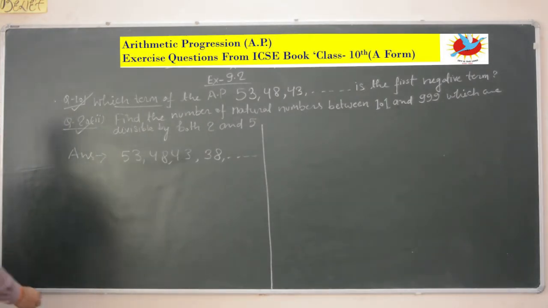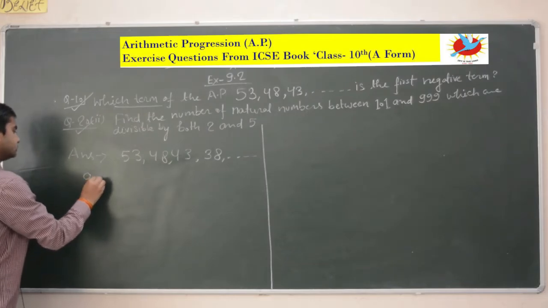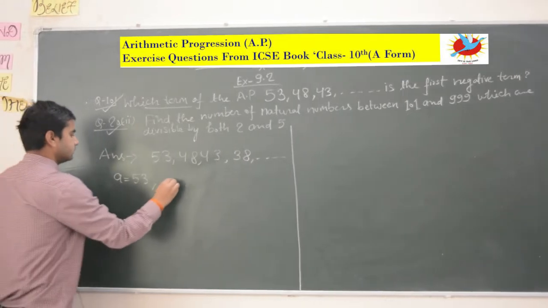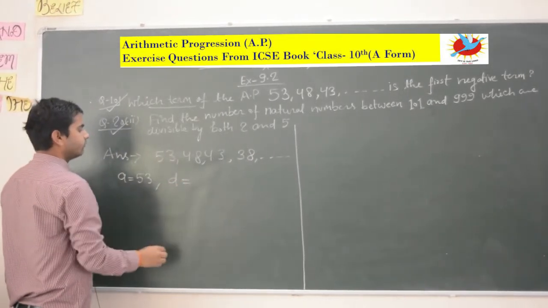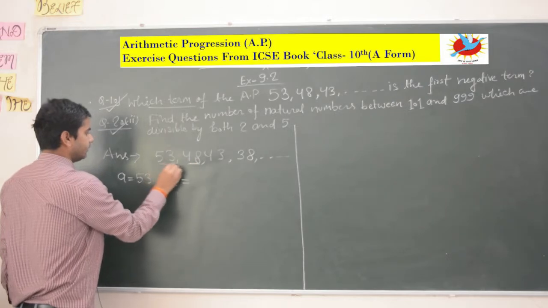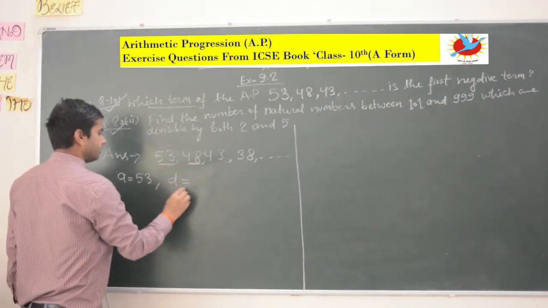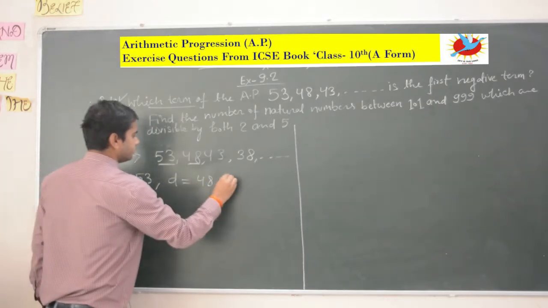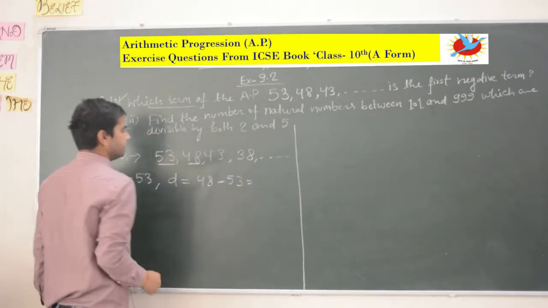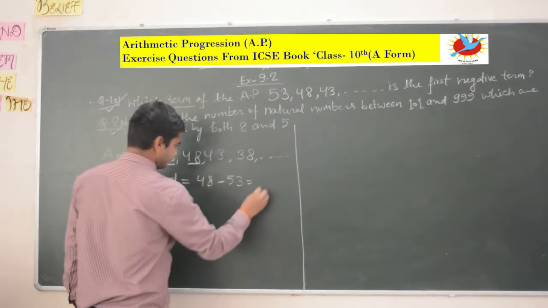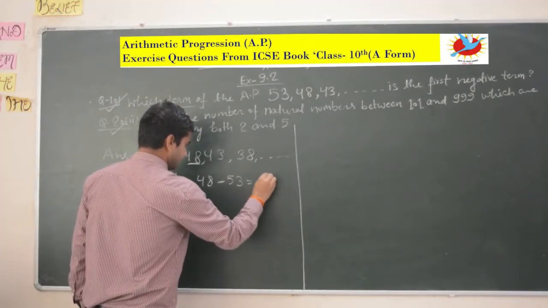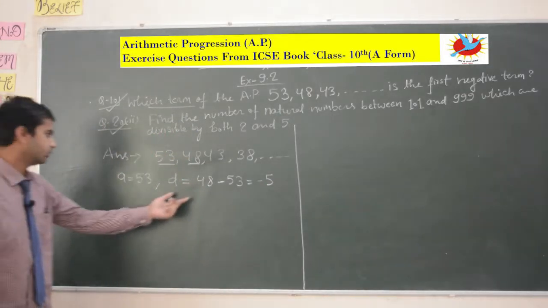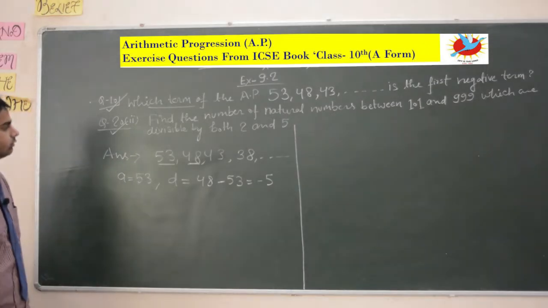Here the first term of the sequence is 53, and the common difference D is the difference between the second term and the first term. So D will be a2 minus a1, which is 48 minus 53, that will be -5. So we got the first term A and the common difference D equal to -5.